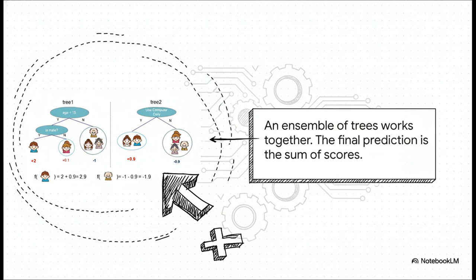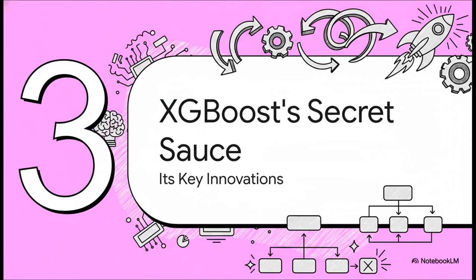So to make a prediction for the young boy you see on the left, for example, the first tree gives him a score of +2. The second tree then looks at that and refines it, adding another +0.9. The final prediction? It's simply the sum of those scores, 2.9. It is pure teamwork, where every single tree contributes its own specialized knowledge to get to a much, much more accurate answer. But, you might be thinking, gradient boosting has been around for a while, so what's XGBoost's secret sauce?